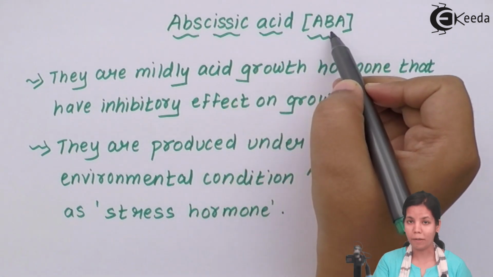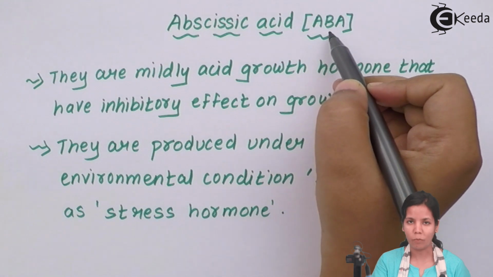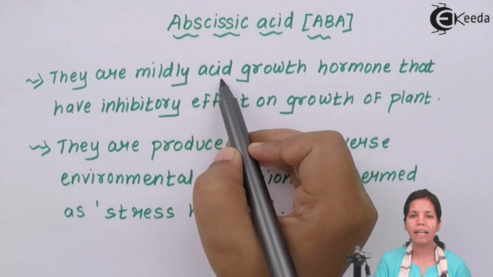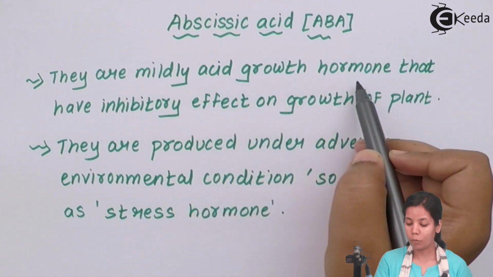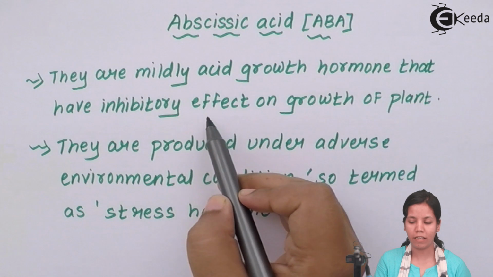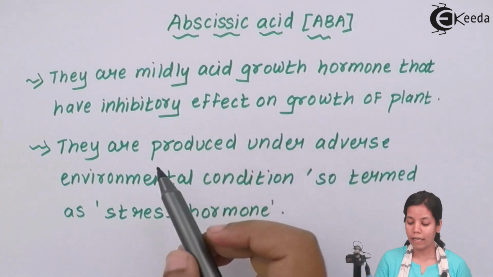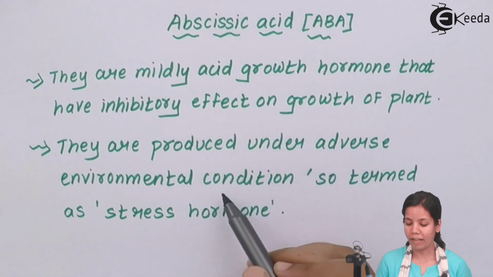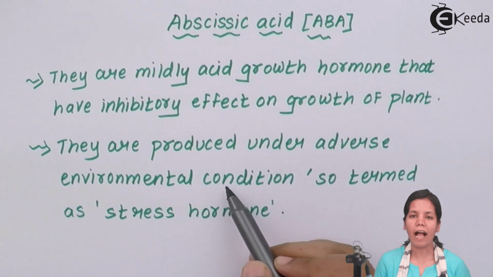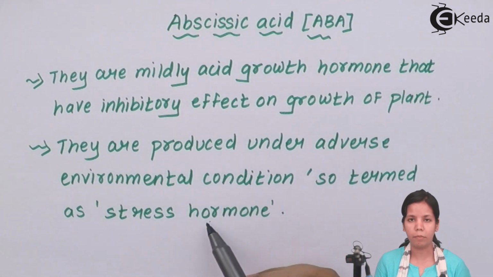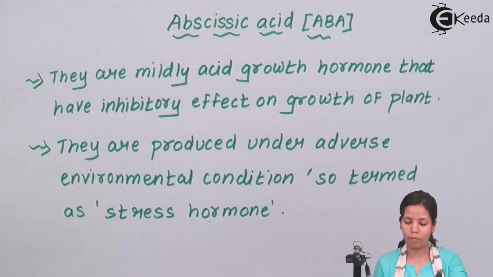Abscisic acid, or ABA, is a stress hormone or a bad hormone, you can say. Abscisic acid is basically slightly acidic in nature. This hormone has inhibitory effects on the growth of plants. They suppress the growth of the plant. They stop the formation of certain compounds. They are produced under adverse environmental conditions, for example high temperature, non-availability of water, non-availability of food. That is why they are termed stress hormones.